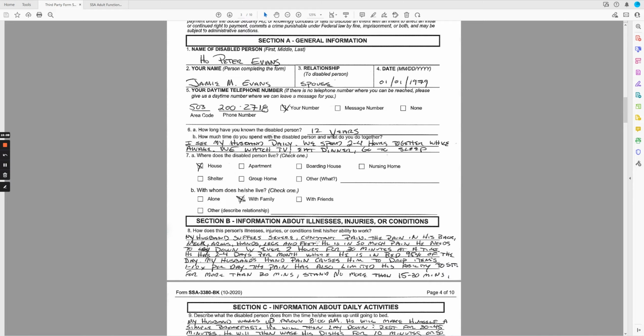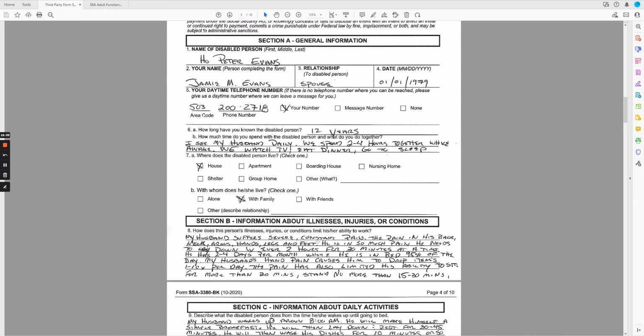My husband's hand pain causes him to drop items. And so that's new, right? 1 to 10 times per day. The pain has also limited his ability to sit for more than 30 minutes, stand for no more than 15 to 30 minutes. And so here is a very specific outline of how this person's illnesses, injuries, or conditions limit his or her ability to work.